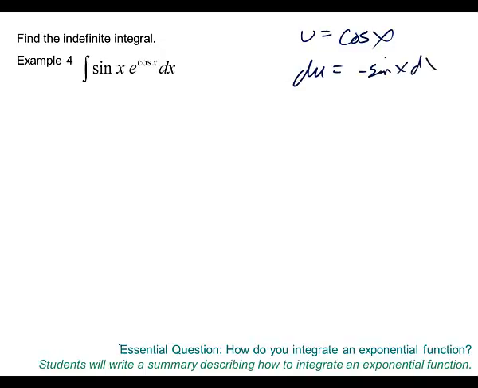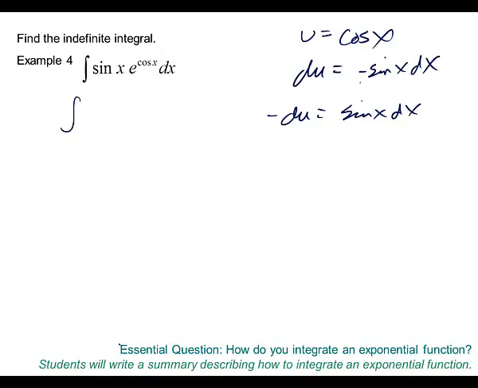Negative sine x. So not just do you need to know all your new derivatives and integrals, you need to make sure you know your old ones too, because they're going to still pop up. Okay? I'm going to go ahead and move the negative over. So negative du equals sine x dx.